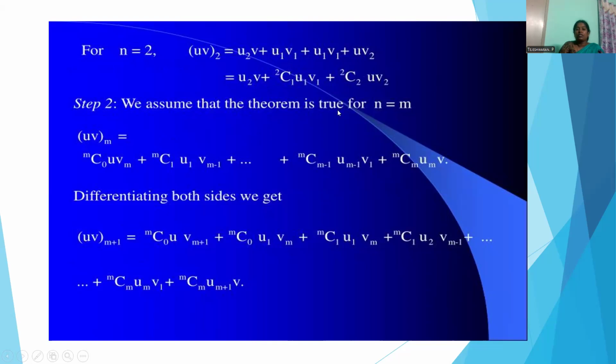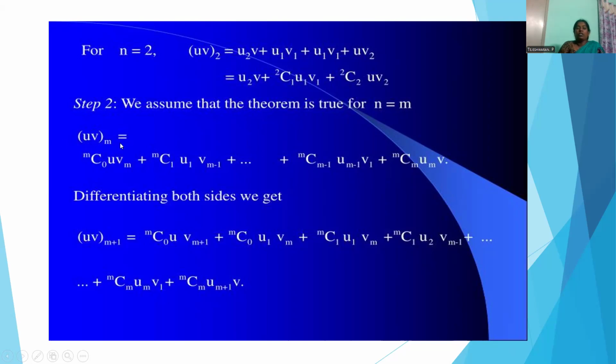We assume that the result is true for n equal to m, because by the method of induction we prove n equal to 1 and n equal to 2. Assume that the result is true for n equal to m, and finally we have to prove it for n equal to m plus 1.